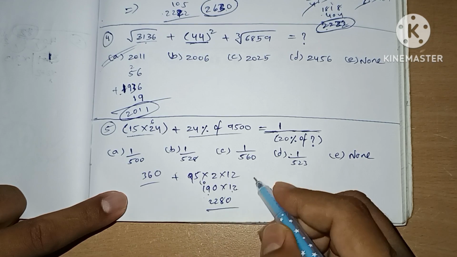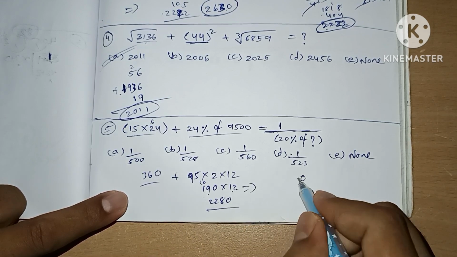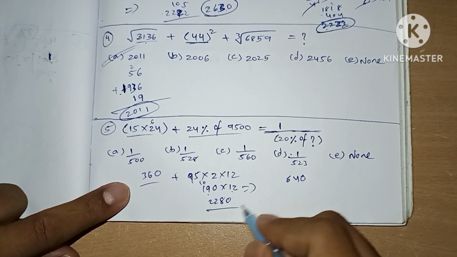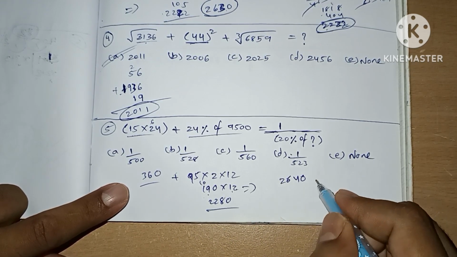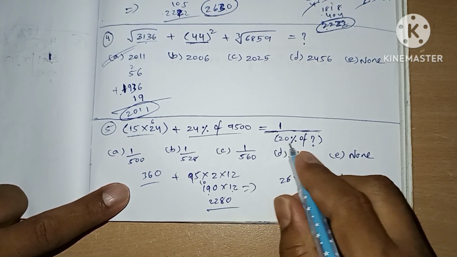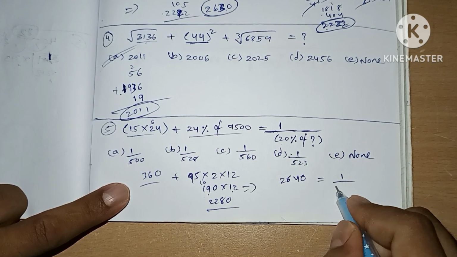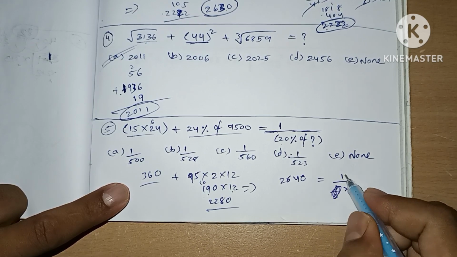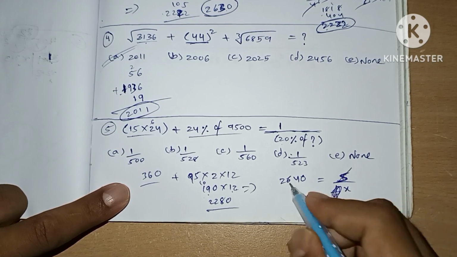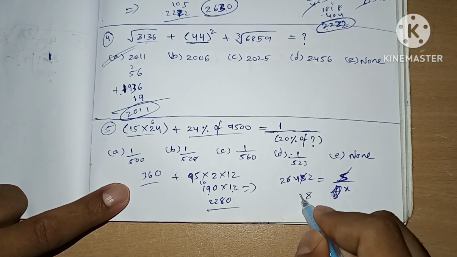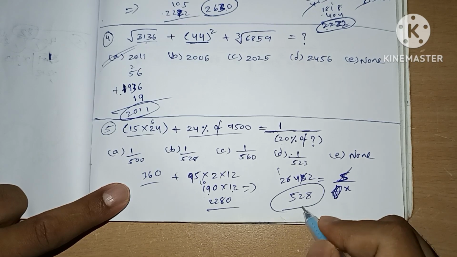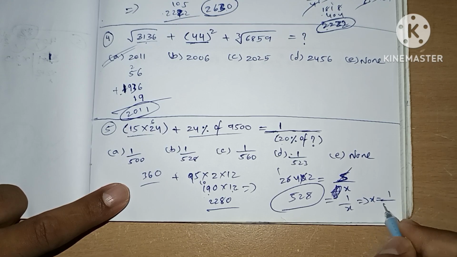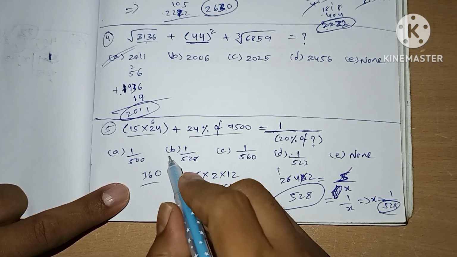This is 360. So totally we have 2640 equals to 1 by 20% of x. 20% of x means 1/5 of x. 1/5 of x means this 5 comes on the numerator. 5 times 528 equals 1 by x. So x value will be 1 by 528. This is our answer. Option B is our answer.